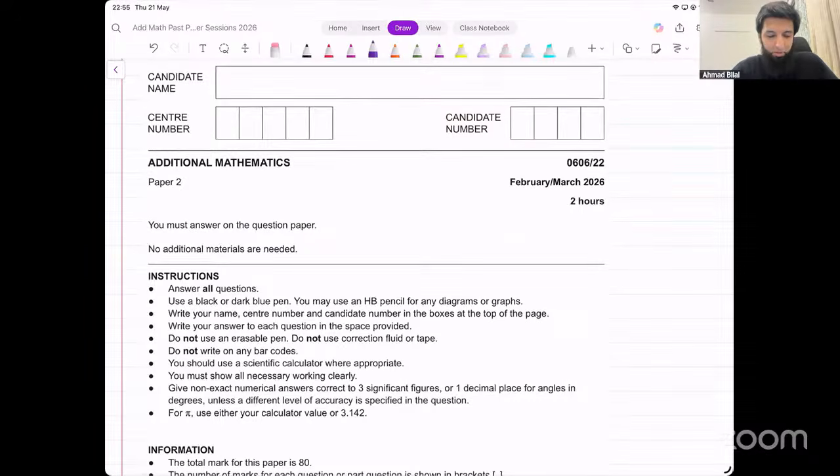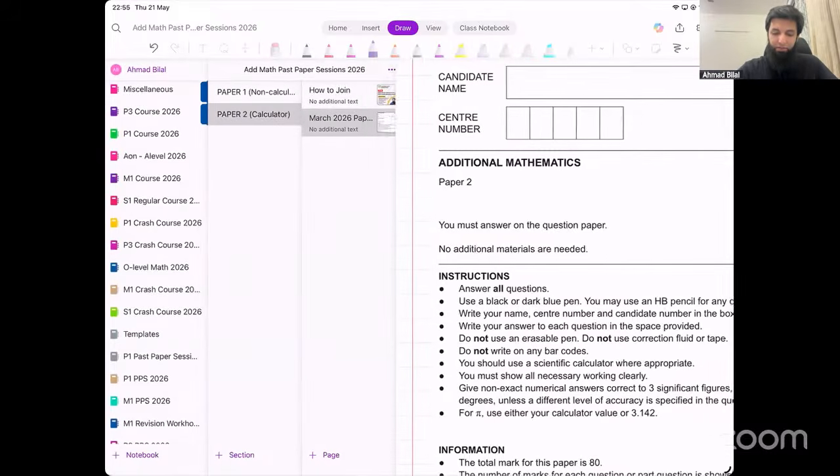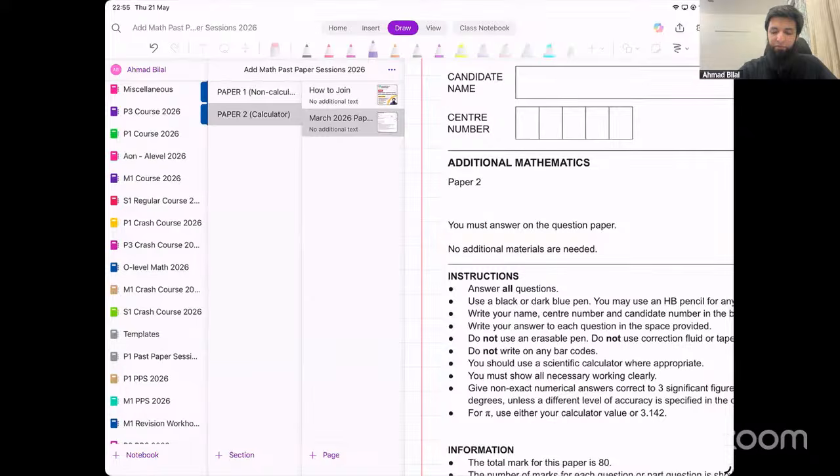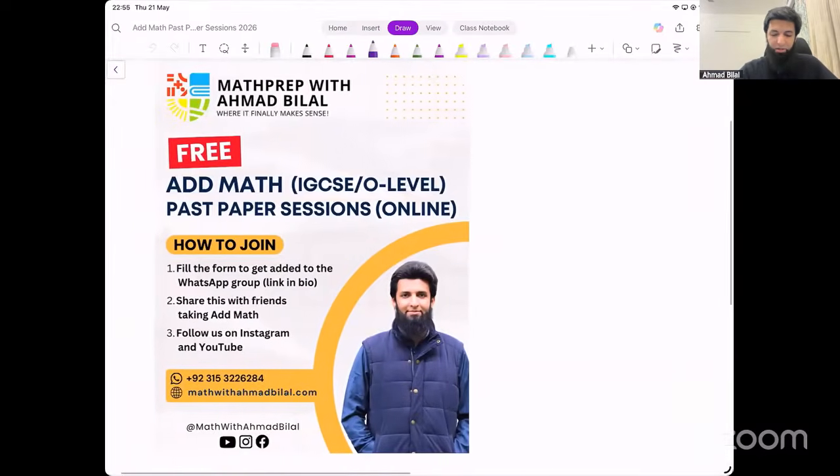Let's begin. This is the paper that we're doing today, March 2026, paper 2, variant 2 for Ad Maths. This is IGCSE O-level Ad Maths. In today's session, we will be completing this full paper, inshallah. It's a free Ad Math past paper session that I'm conducting.